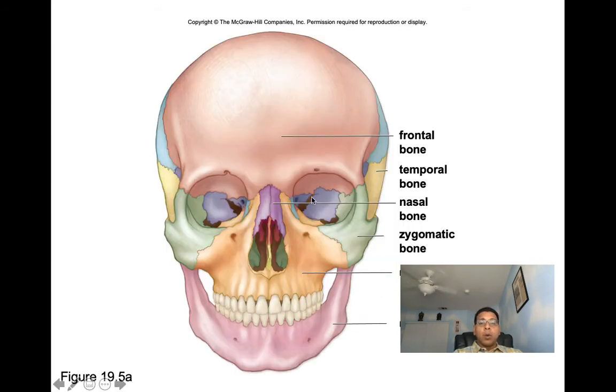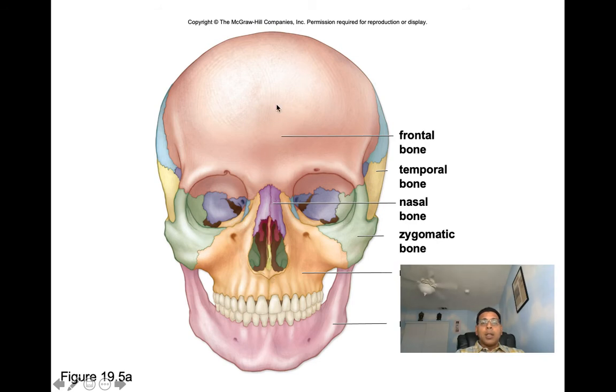So here you can see the orbits in greater detail. And here you've got the nasal cavity, and you can appreciate the septum. And you can see how the vomer and the ethmoid bone contribute to making up that nasal septum in there. Next thing here, you can appreciate the two maxillae. And here you can see is the point of fusion.